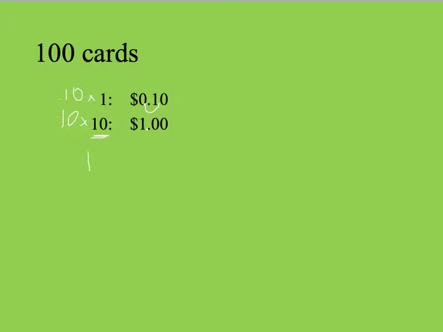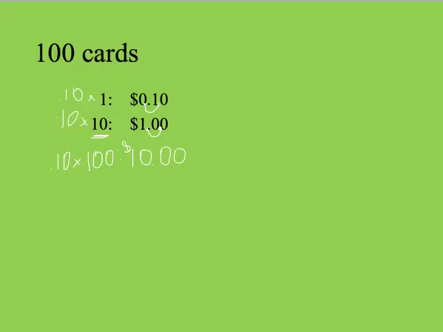The same holds true with the 100 cards. If we look at 10 cents times 100, we take this decimal point again and move it over to the right one. In that case, we would have $10. And this matches what we found by counting the dimes on the last page. So we know we're on the right track.